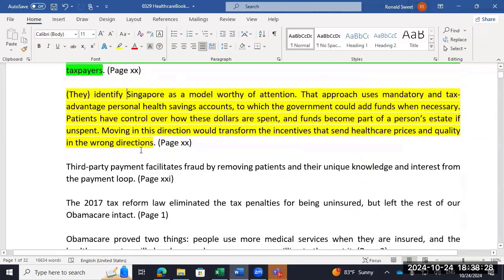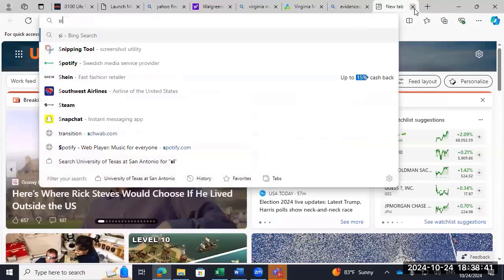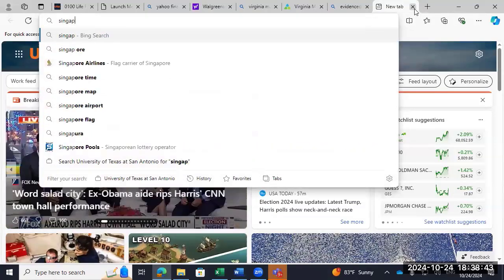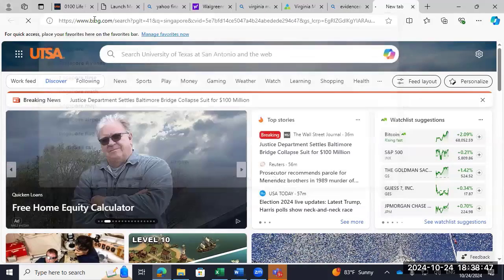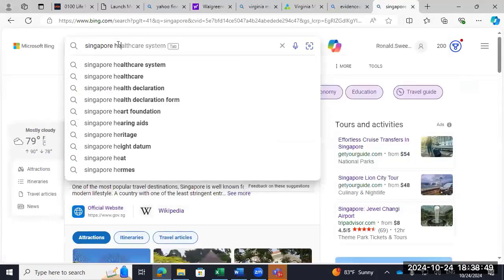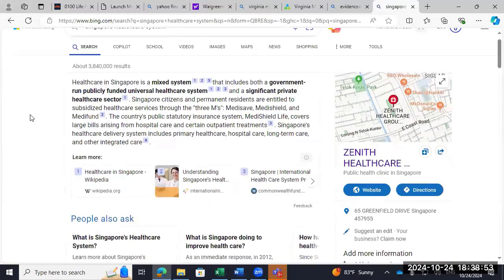He talks about Singapore as a model. Again, that could be something for your extra research. Just go and look at what the healthcare in Singapore is. Singapore is a city-country. I think you would find quite a bit of stuff there.